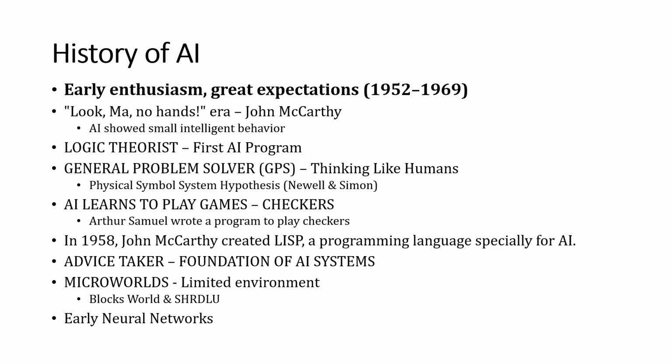Then early neural networks. Some researchers said, instead of logic, let us copy the brain. So they developed the perceptron. These models could learn patterns. So this is the starting point of today's deep learning. All these systems worked well only in small environments. They failed in real world, complex situations and common sense reasoning. This led to disappointment, which later caused the AI winter.